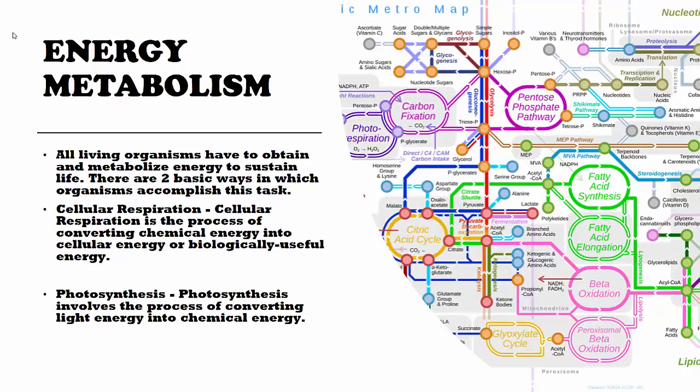All living organisms have to obtain and metabolize energy to sustain life. There are two basic ways in which organisms accomplish this task. Cellular respiration, which is the process of converting chemical energy into cellular energy, or biologically useful energy like ATP. Photosynthesis involves the process of converting light energy into chemical energy.